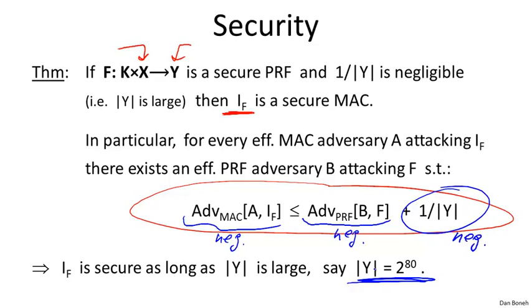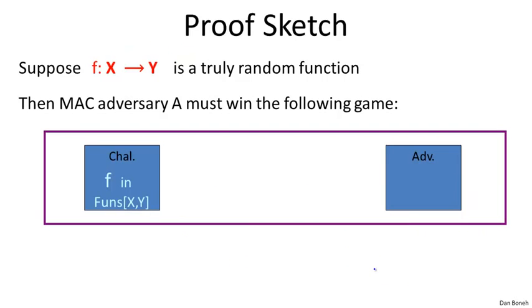And so, for example, taking a PRF that outputs 80 bits is perfectly fine. That will generate an 80-bit MAC. And therefore, the advantage of any adversary will be at most 1 over 2 to the 80. So now the proof of this theorem is really simple. So let's just go ahead and do it.